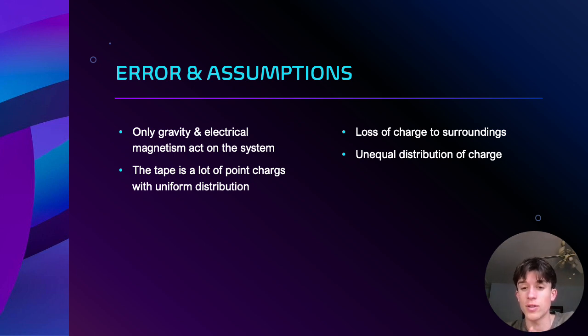Also, errors you could make in the experimental design, whatever errors I made three weeks ago, include loss of charge to surroundings. Depending on how quickly you do this, naturally the tape wants to become neutral, so it will get rid of some charge or take on some charge, depending on the environment around it. Also unequal distribution of charge, because we don't know calculus as well. They just give us uniform charge distribution objects and teach us based on that, but in reality that's not the case.